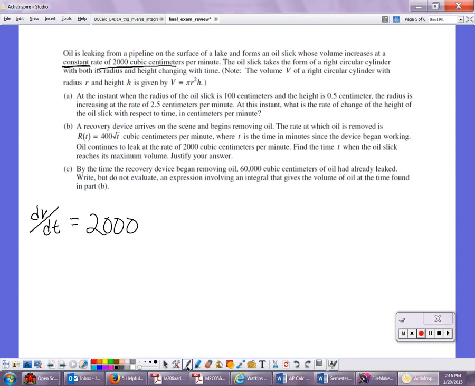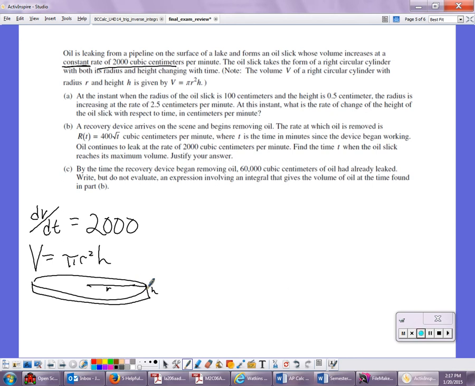Okay, what else does it tell us? It tells us the volume of a right circular cylinder is given by pi r squared h. And we can draw a picture too, right? We've got a cylinder, looks something like this. It's real short, I'm guessing. But it's big, and it's got a radius up here, and it's got a height over here. Okay, looks something like that.